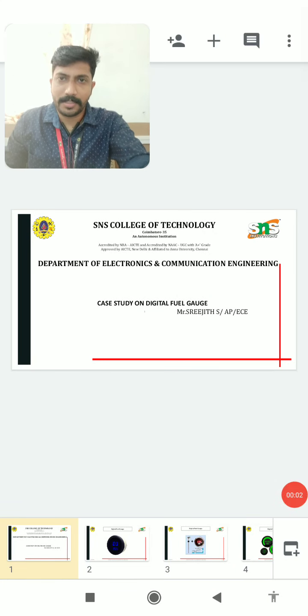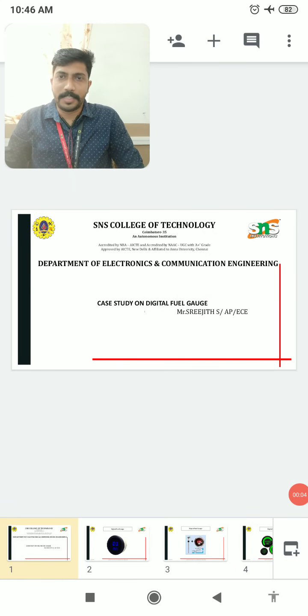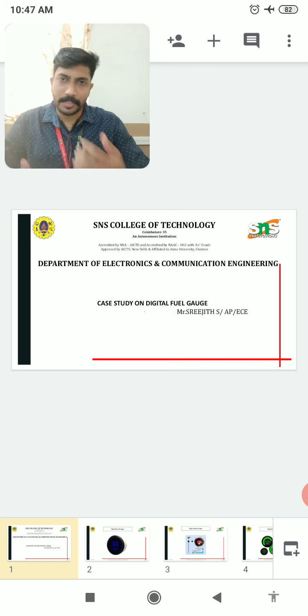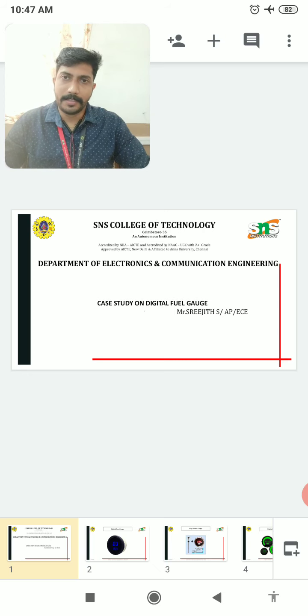Good morning, students. Today we are going to discuss a case study on the topic digital fuel gauge. It is one of the typical applications of digital electronics, the subject we are learning. This is one of the typical case studies or real-time applications of our device.